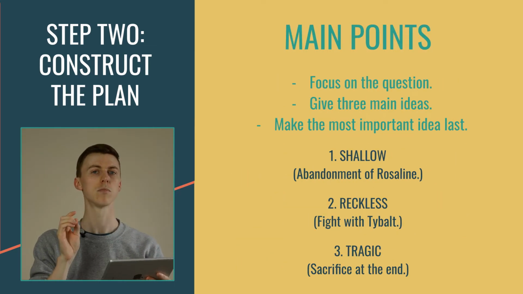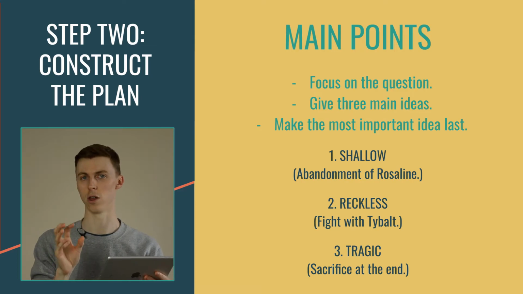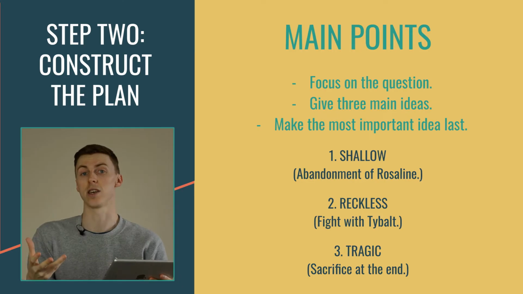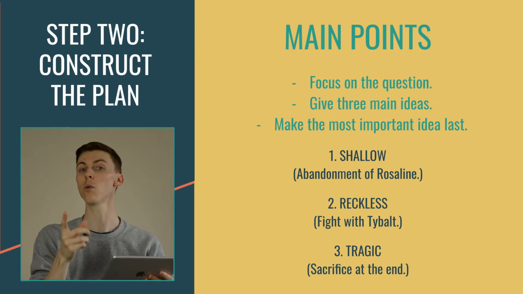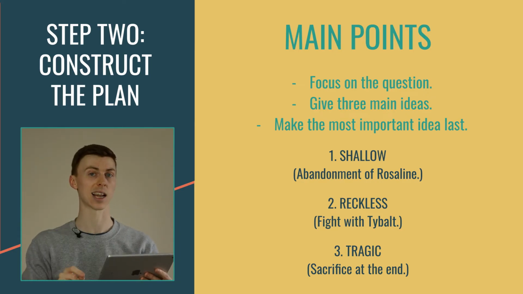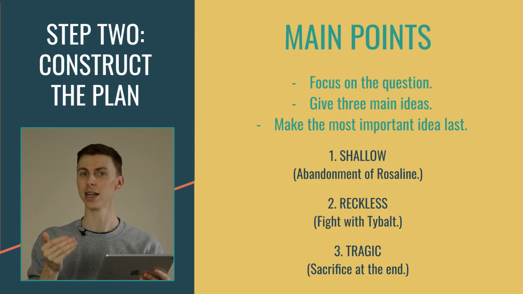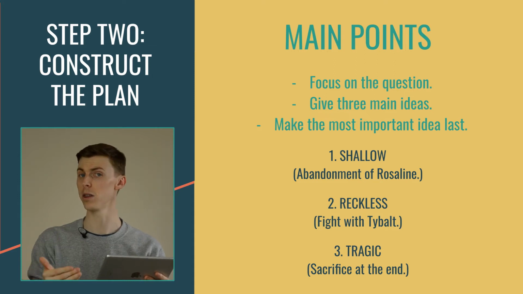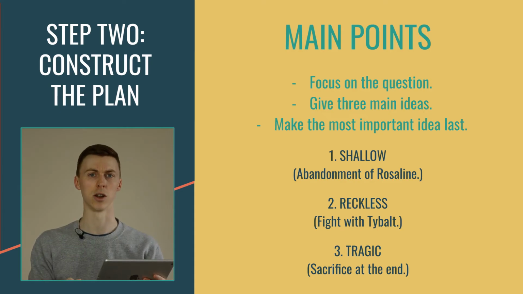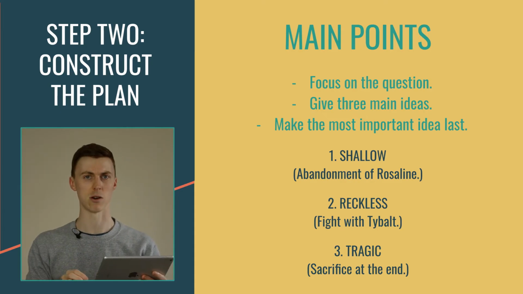Notice that the most powerful and impactful of those points, the idea that by the end of the play we really come to feel sympathetic for Romeo, is the one that I leave until the end of my main body paragraphs. That's going to be my last main point. And that's exactly what you should be doing in your plan as well. Leave whichever is the most impactful and the most compelling argument until last, because that's the one that we really want to end on to give the greatest impression to our reader.